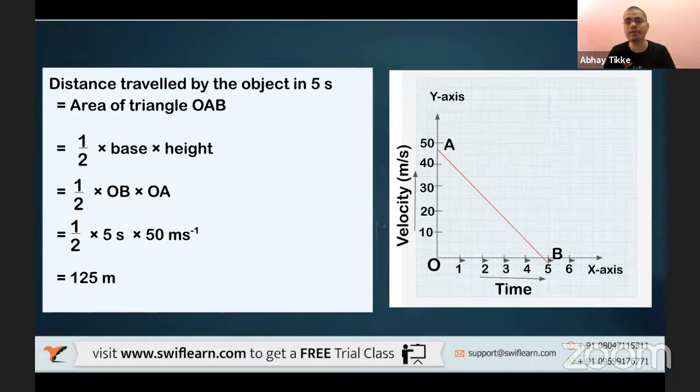So distance निकालना है हमें. Distance कैसे निकालेंगे? Area of the graph. अब एरिया का शेप क्या है, ट्रायंगल है, and the area of triangle, that is half into base into height. So base क्या है, OB, that is 0 to 5. हाइट क्या है, 0 to 50. Let us take approximately 50. It's not exactly 50. Let us take approximate calculations. Half into 5 into 50. How much it comes? That comes out to be 125 meter. Is that clear? Distance comes out to be 125 meter.